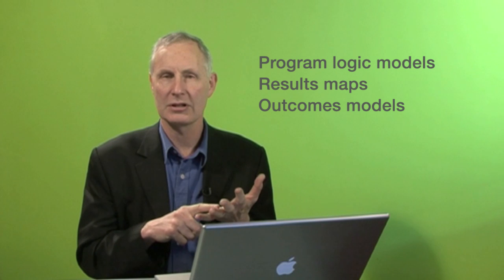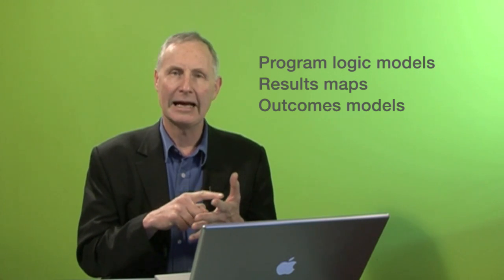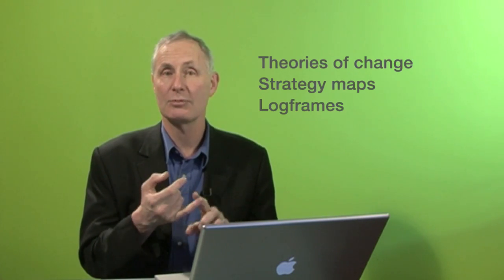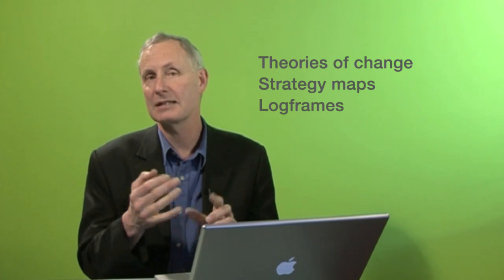Now, program logic models are a powerful way of communicating what it is we're doing in a program or an organization or an intervention of any type. And they simply set out all of the steps which we need to take in order to get through to higher level outcomes. These things are called by a number of different names: program logics, intervention logics, results maps, outcomes models, theories of change, program theories, strategy maps, etc.